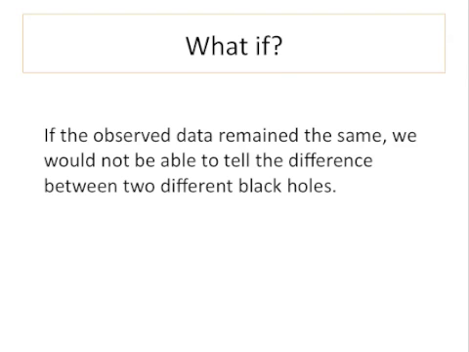Since my estimate for the mass of the black hole came entirely from the observations made of the star's location over time, if the observed data remained the same, I would get the same estimate for the mass of the black hole, so I would be unable to tell the difference between two different black holes located at the origin based only on the observations of the star's motion.